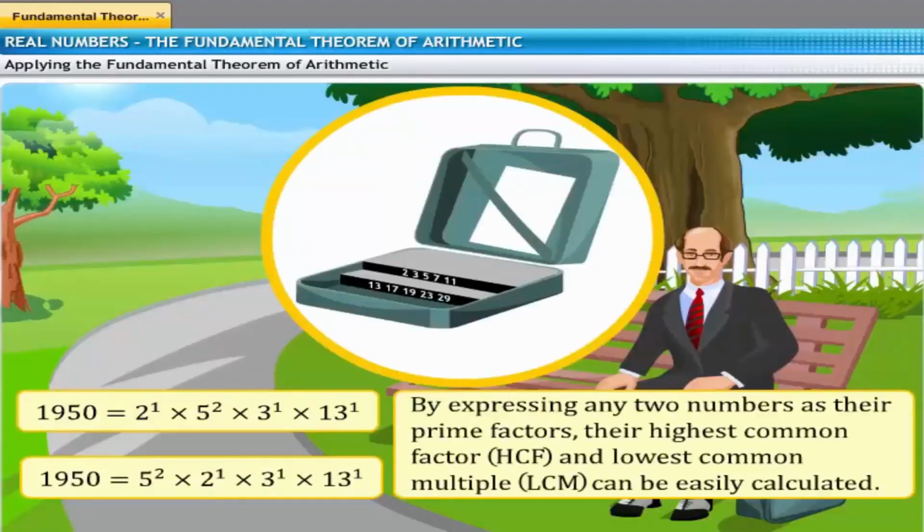Mr. Number Maker has another interesting tip for you. He says that by expressing any two numbers as the product of their prime factors, you can easily calculate their highest common factor, that is, the HCF, and the lowest common multiple, that is, the LCM. Now, let us see how this is done.